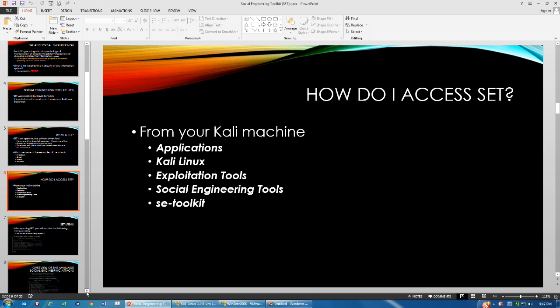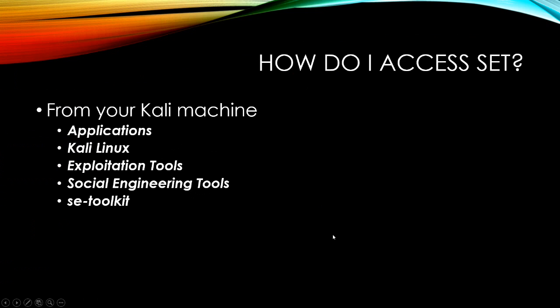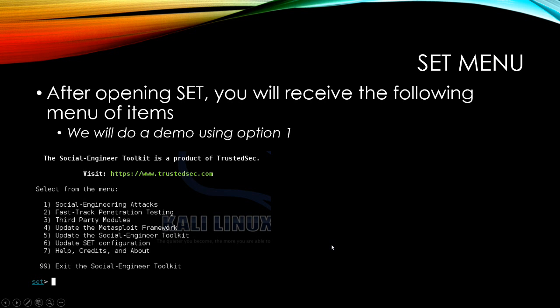How do I access SET? Well, from within Kali, go to Applications, Kali Linux, Exploitation Tools, Social Engineering Tools, and then the Social Engineering Toolkit. After you open SET, you'll receive the following menu of items. The demo that we're going to do uses option 1.